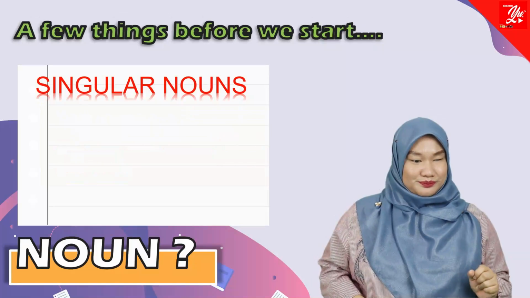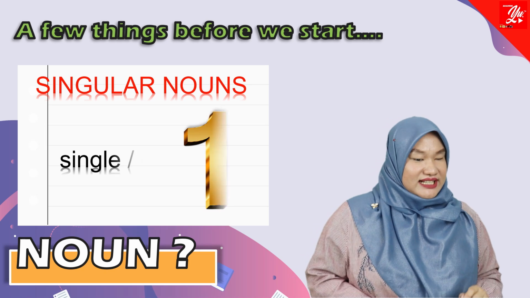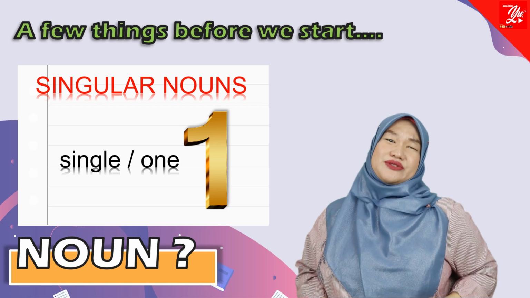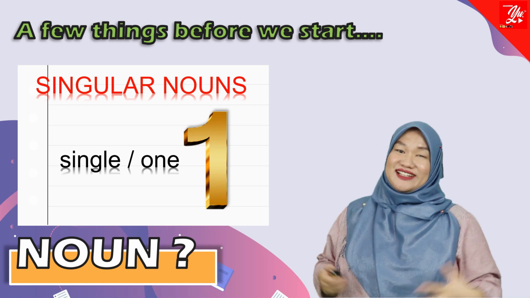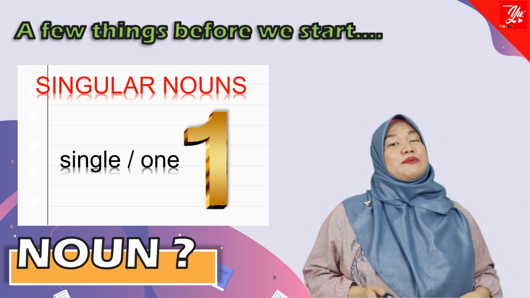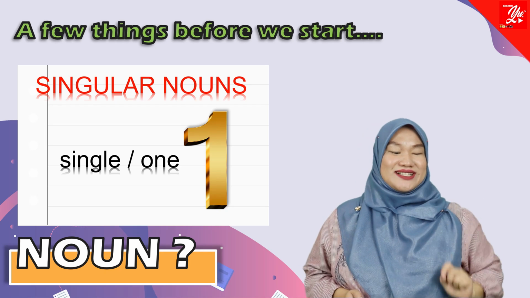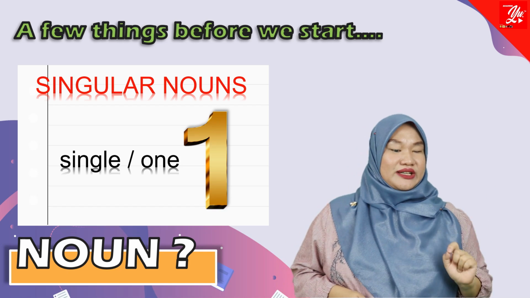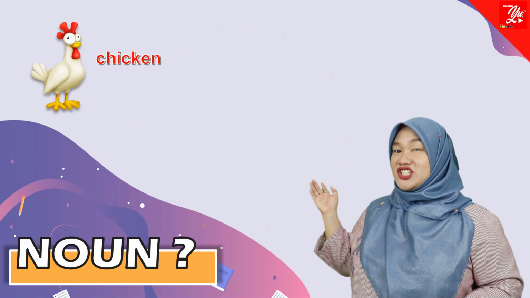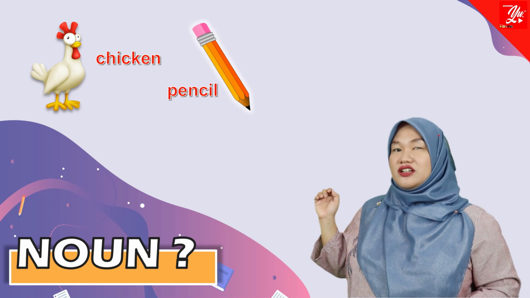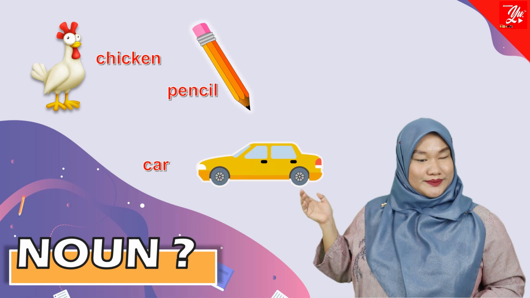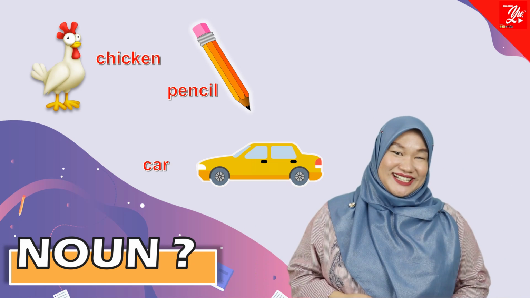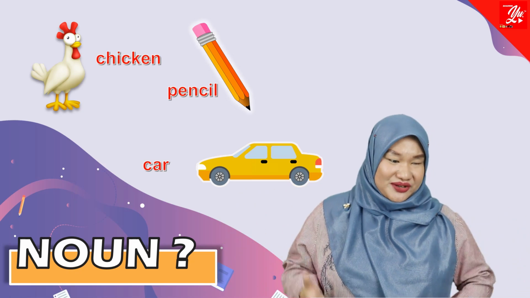Before we see some examples, know that there are 2 types of nouns in English. The first one is the singular noun. From the word singular, you can guess what it means, right? Singular means single, one. So a singular noun is when the noun is only one. For example, a chicken, a pencil, or a car. These are only some of the examples. There are so many other nouns in the English language.